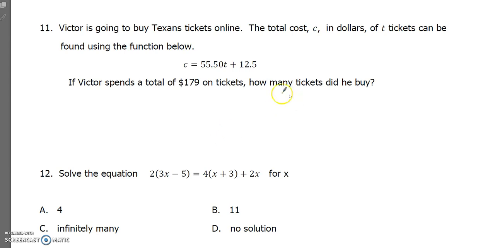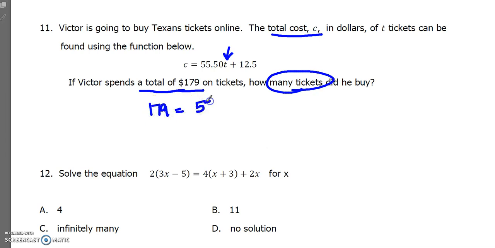So it is telling us that he spent this amount of money. So remember, C was going to be the total cost. So this is his total cost. And we are asking how many tickets did he buy. So that means we are trying to figure out the T. So I'm going to replace my C with 179. And then I will have 55.50 times the number of tickets plus 12.5.